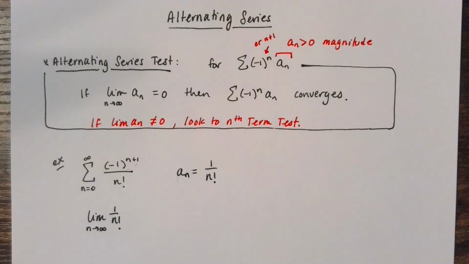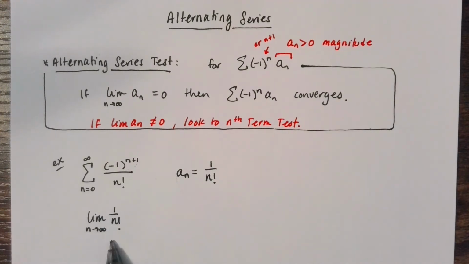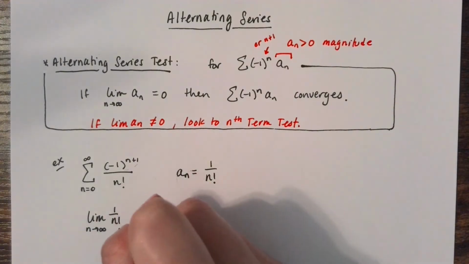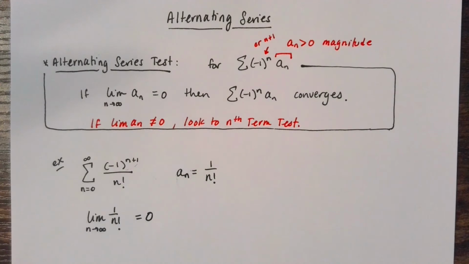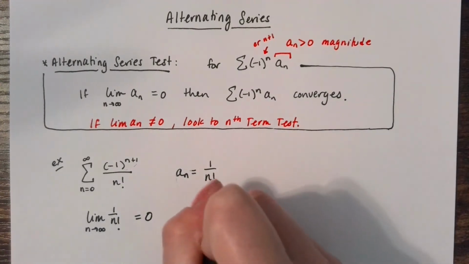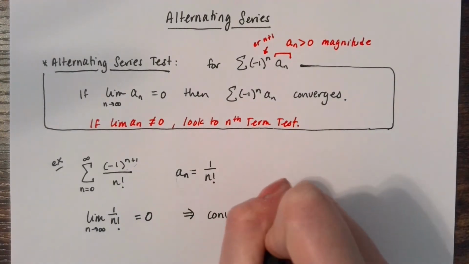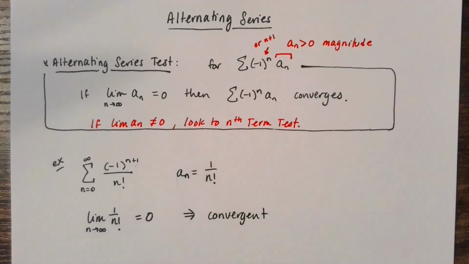So the limit as n approaches infinity of 1 over n factorial. Even without the factorial, this limit would be 0. N factorial gets really, really big really fast. So I'm going to say that limit equals 0 for sure. So that tells me that this series I started with is convergent.